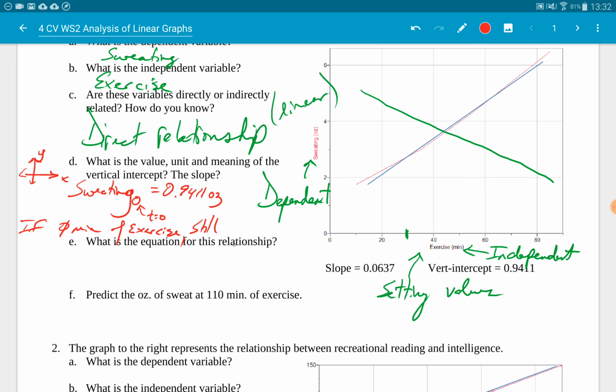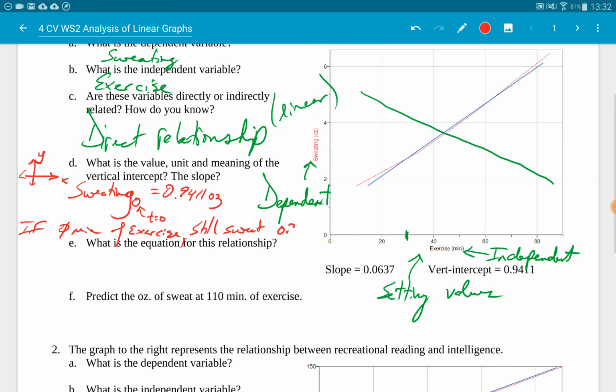I'm trying to abbreviate things here, still sweat 0.9411 ounces. Oh gosh, I combined the 9 and the 4, that was weird. So even with not exercising at all, you would still have that amount of sweat. And that actually kind of makes some sense because we're always perspiring.